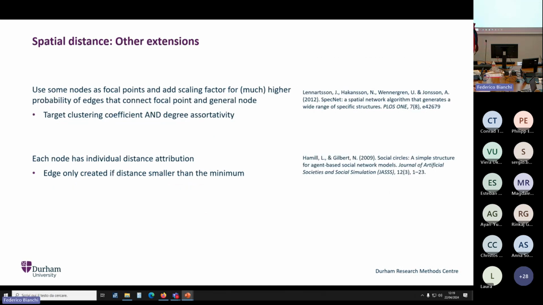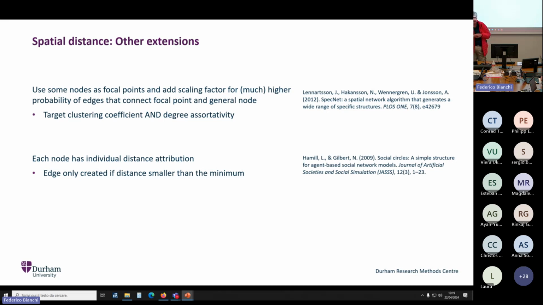Okay, then there are two other extensions. Lennartson and colleagues chose some of the nodes to be focal points. Instead of using focal points as a second layer, they chose some of the nodes to be focal points, and then had a differential probability: if it's a focal node and a non-focal node, then multiply the edge creation probability by a scaling factor. If they're both focal points or both not, then don't.